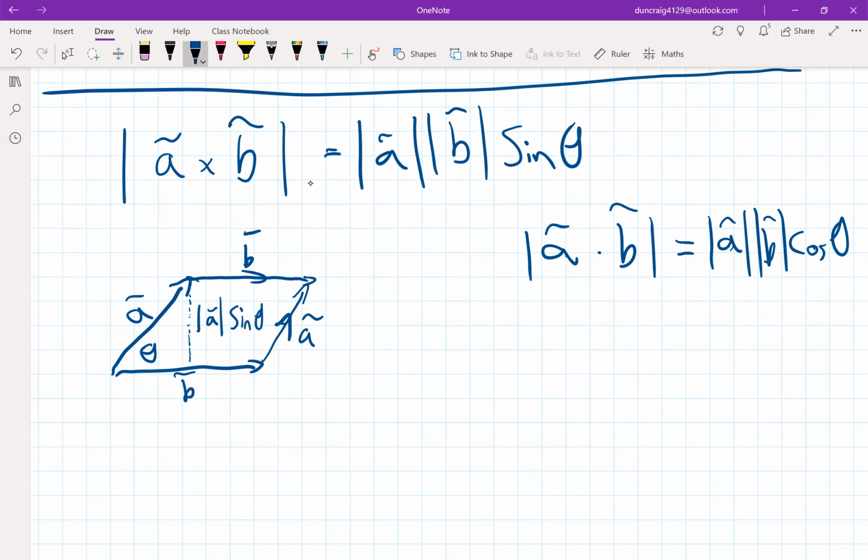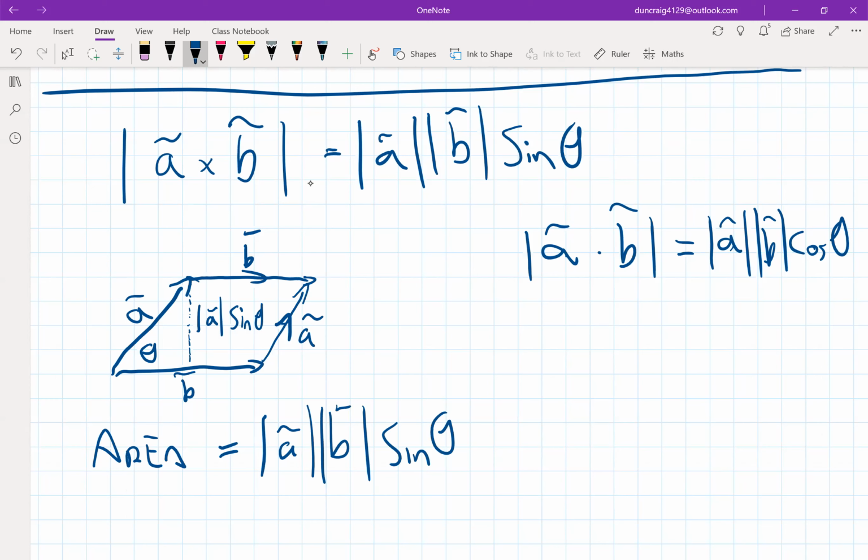And so what is the area of that parallelogram? Well, the area is simply the base, which is just B, multiplied by the height, which is A sine theta. So we can write it like that. So that area works out to be the absolute value of the cross product. Now, that doesn't give us any direction at all.